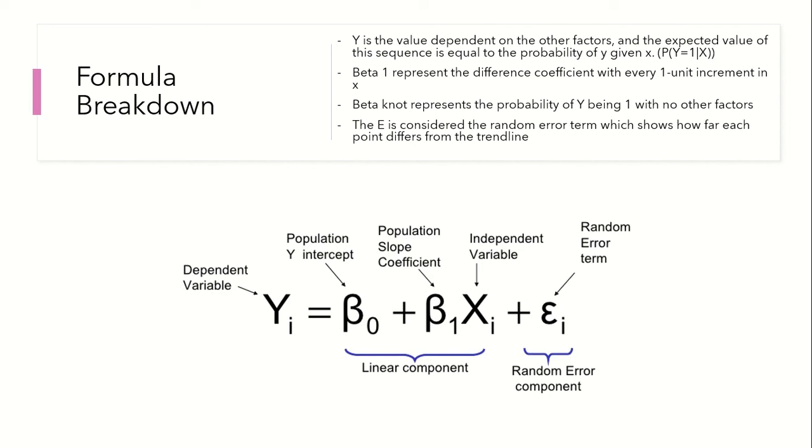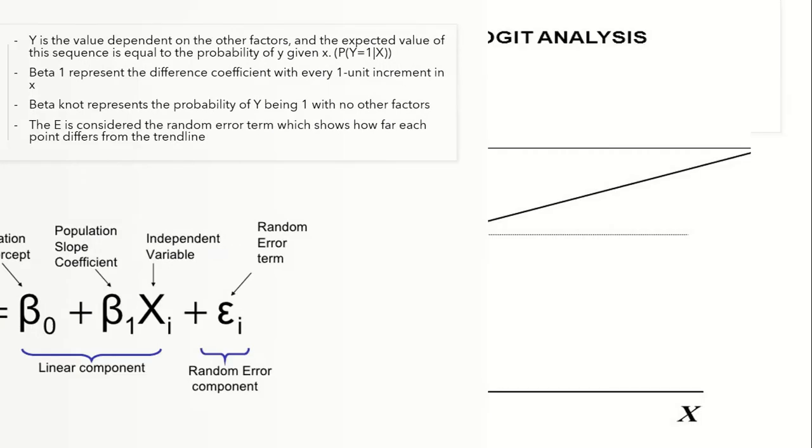Beta naught is the probability of y being 1 with absolutely no other factors. Beta 1 x is really what we're counting here, the scaling factors. Beta is the slope coefficient and x is the actual independent variable, and then the error term at the end is just how far each of the points differs from the trend line that it makes.